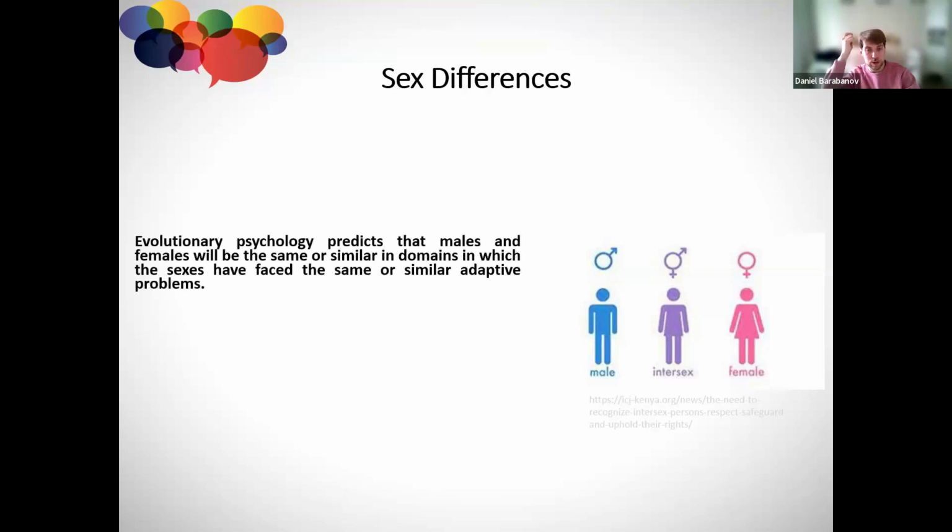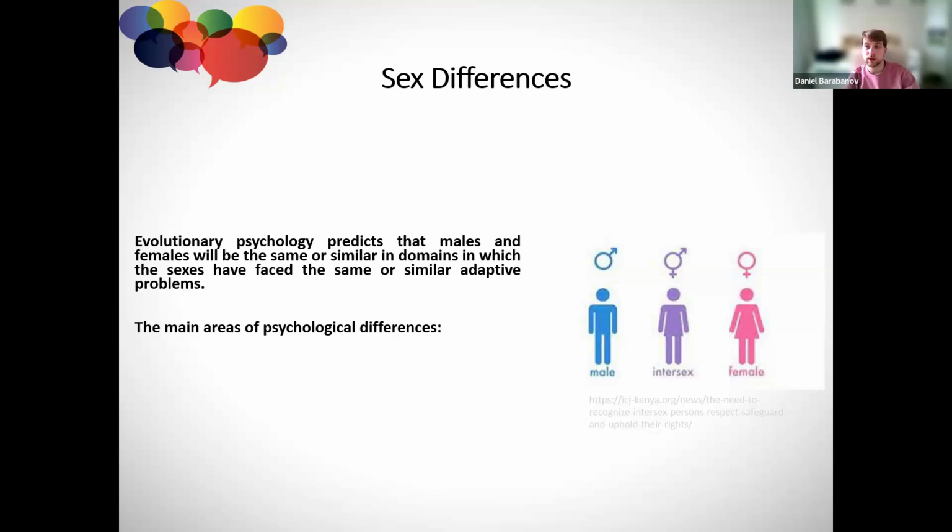So evolutionary psychology predicts that males and females will be the same, so they won't have much differences, in domains in which the sexes have faced the same or similar adaptive problems, but they will be different in domains where they faced different evolutionary problems. So evolutionary psychology puts forward the hypothesis that the main differences would be connected with pregnancy, mating, and nurturing children, right?